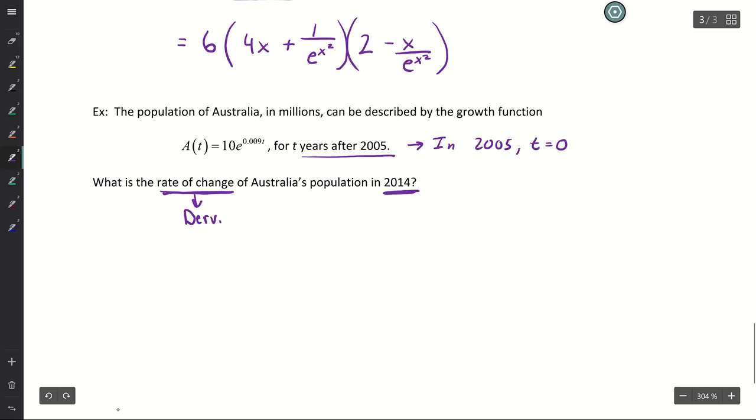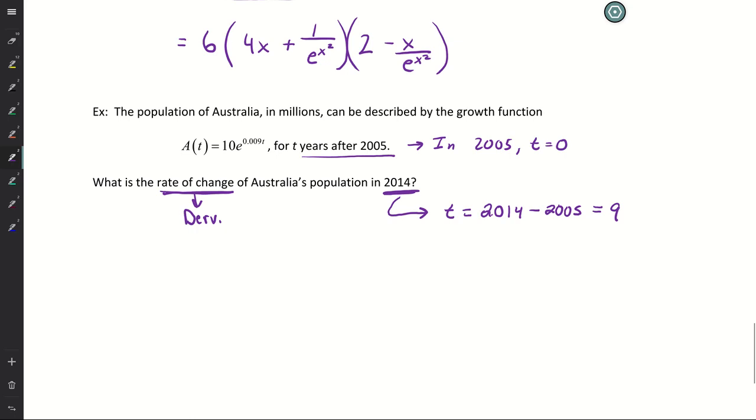The first thing we need to do here is convert 2014 to a t value. So the way we do that is we say t equals, you take that year, 2014, and you subtract off the original year. The original year was 2005. And so here we would basically say, hey, it's been 9 years since 2005. So if we're looking at 2014, our t value is 9.